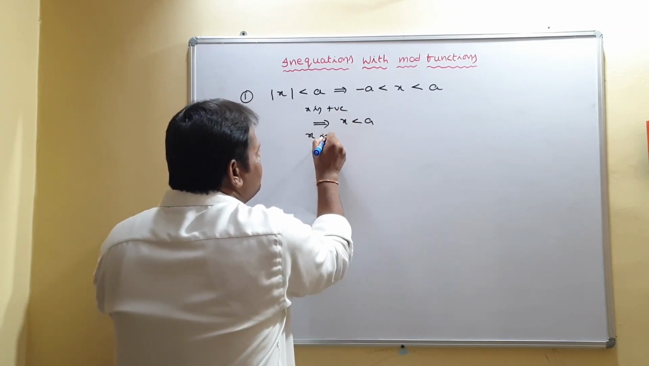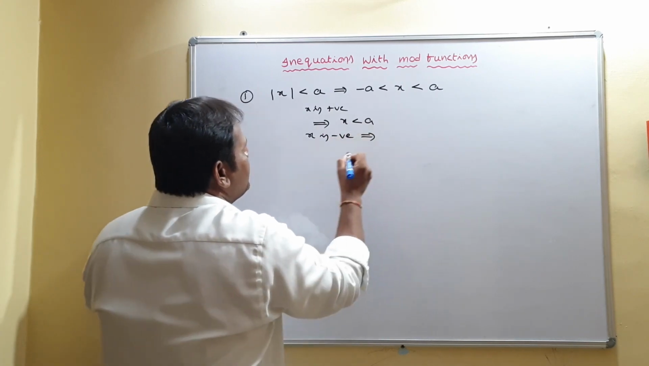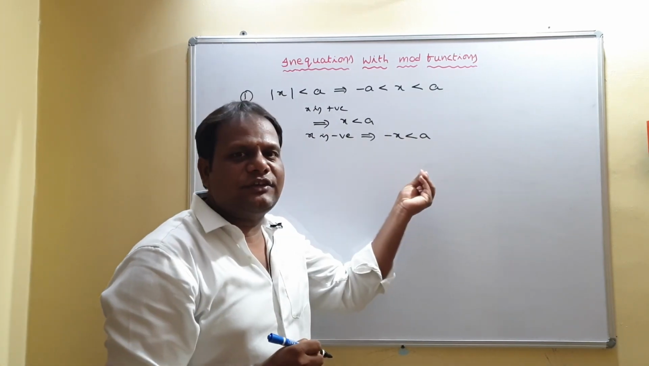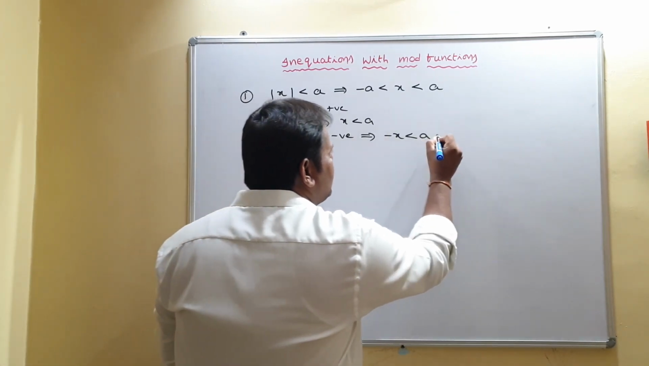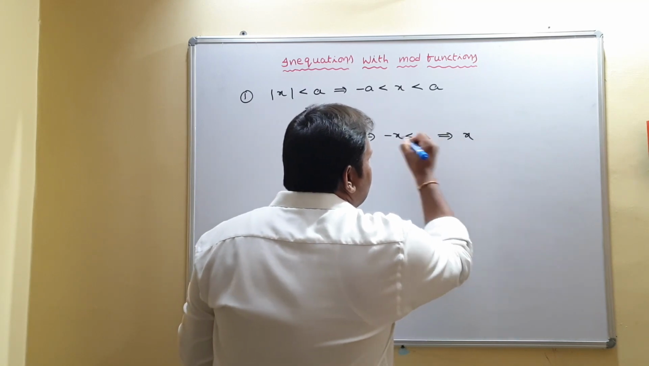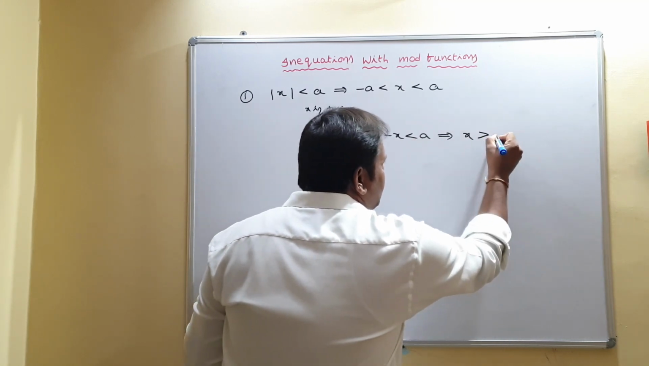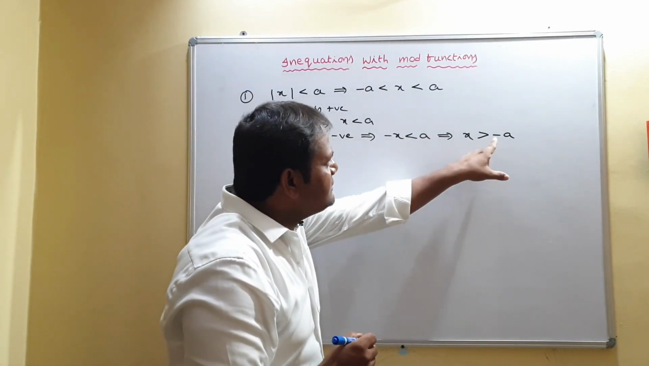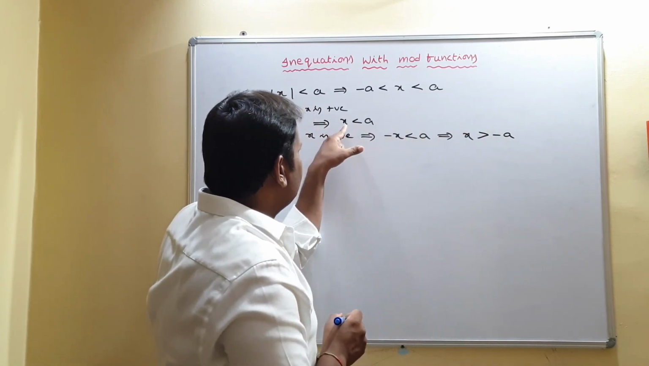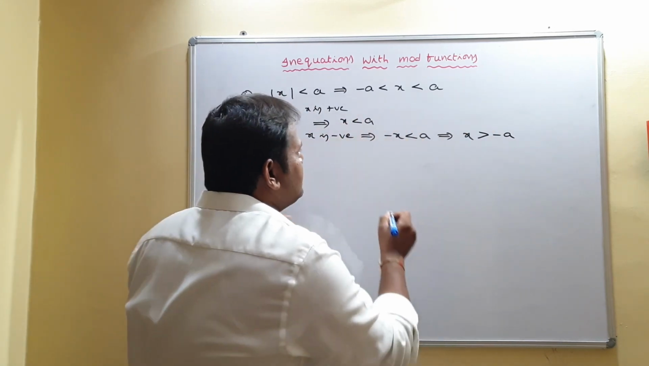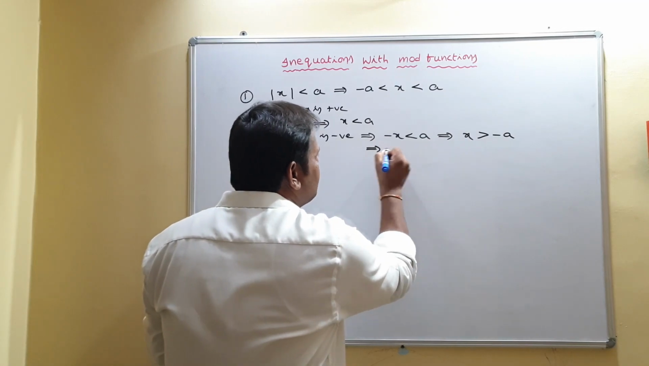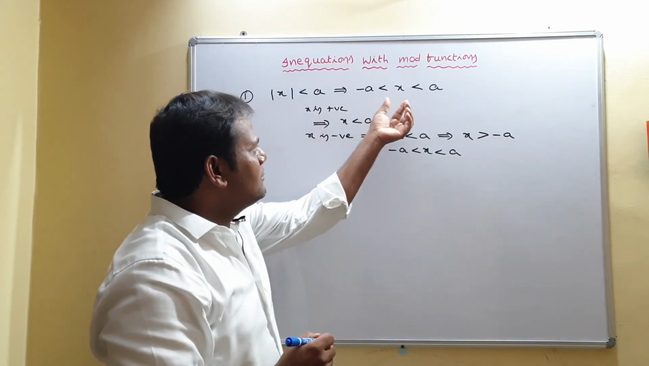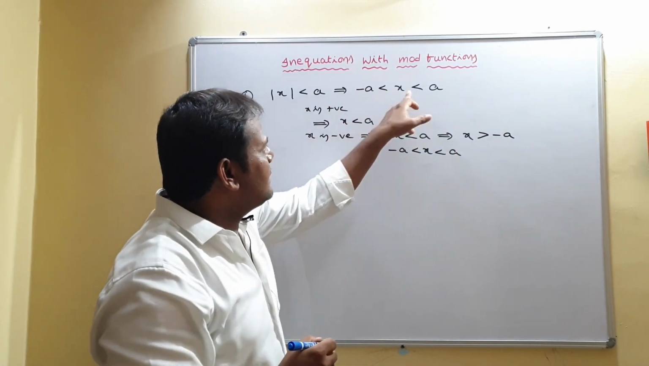Suppose x is negative, then what do you get? Minus x is less than a. Multiply this inequation with a negative sign. You know that if you multiply with a negative sign, the inequality reverses and you get x greater than minus a. So x is more than minus a, but x is less than a, which means minus a less than x less than a. Already you know that interval notation, minus a less than x less than a.